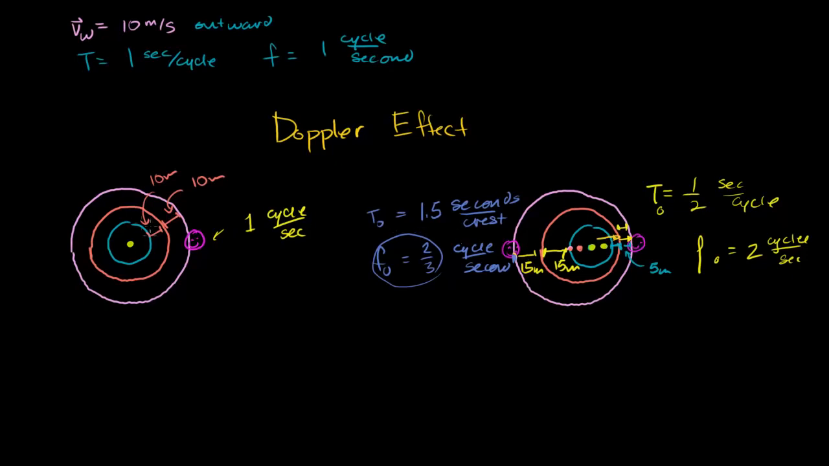And hopefully drawing it out this way gives you a visual understanding of why that is, why these crests are closer together when the source is moving in your direction, and farther apart when it's moving away from you. In the next video, we'll do this with more abstract numbers so we can actually figure out generalized formulas relating the observed frequency with the emitted frequency.